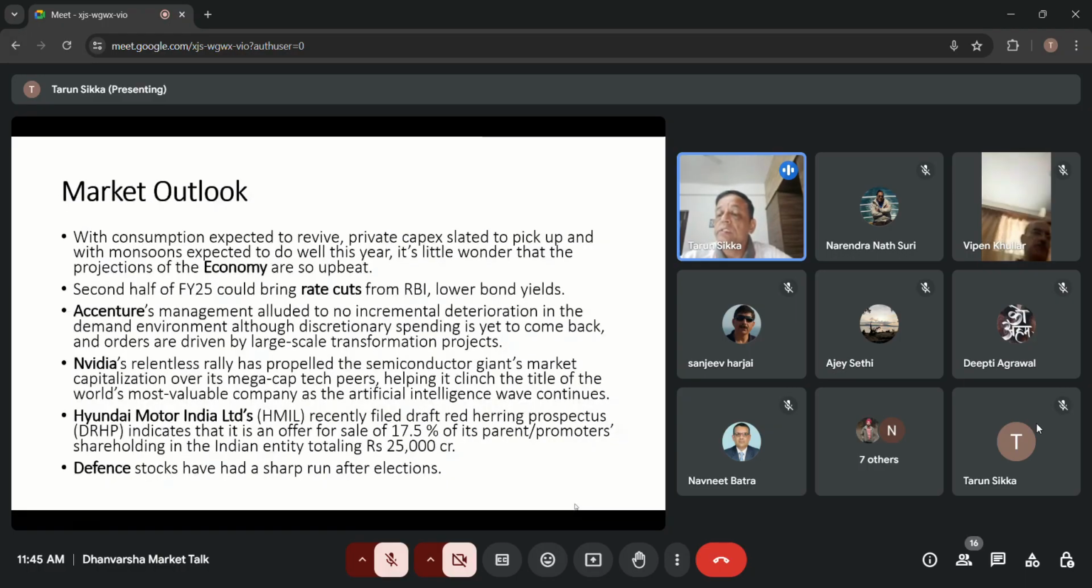As more enterprises and consumers head towards this path. Now, the other important event which is likely to happen is that Hyundai Motors India Private Limited recently filed a draft red herring prospectus indicating that they will do an offer for sale of 17.5% of its parent promoter shareholding in the Indian entity totaling 25,000 crore. So it has a strong market share in compact utility vehicles and electric vehicles. Listing will unlock value in the Indian entity because this is just an OFS.